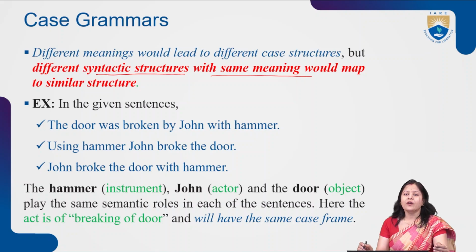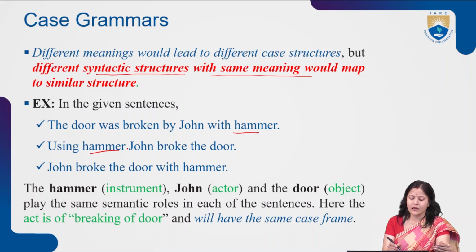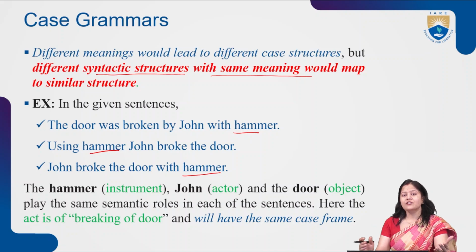The door was broken by John with a hammer. The second statement: using a hammer, John broke the door. And the third statement: John broke the door with a hammer. You can observe that in all 3 sentences, the hammer is there. The hammer is the instrument through which the action is performed, so the hammer is considered the instrument case.